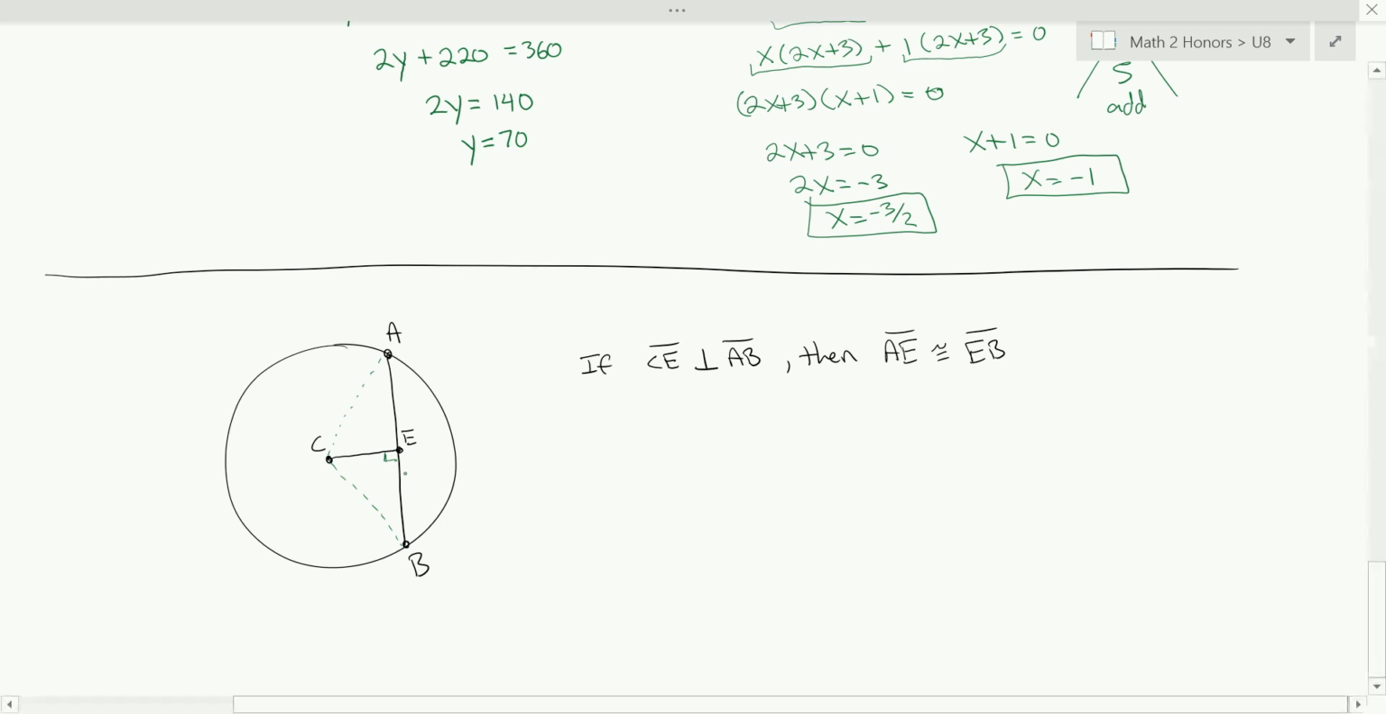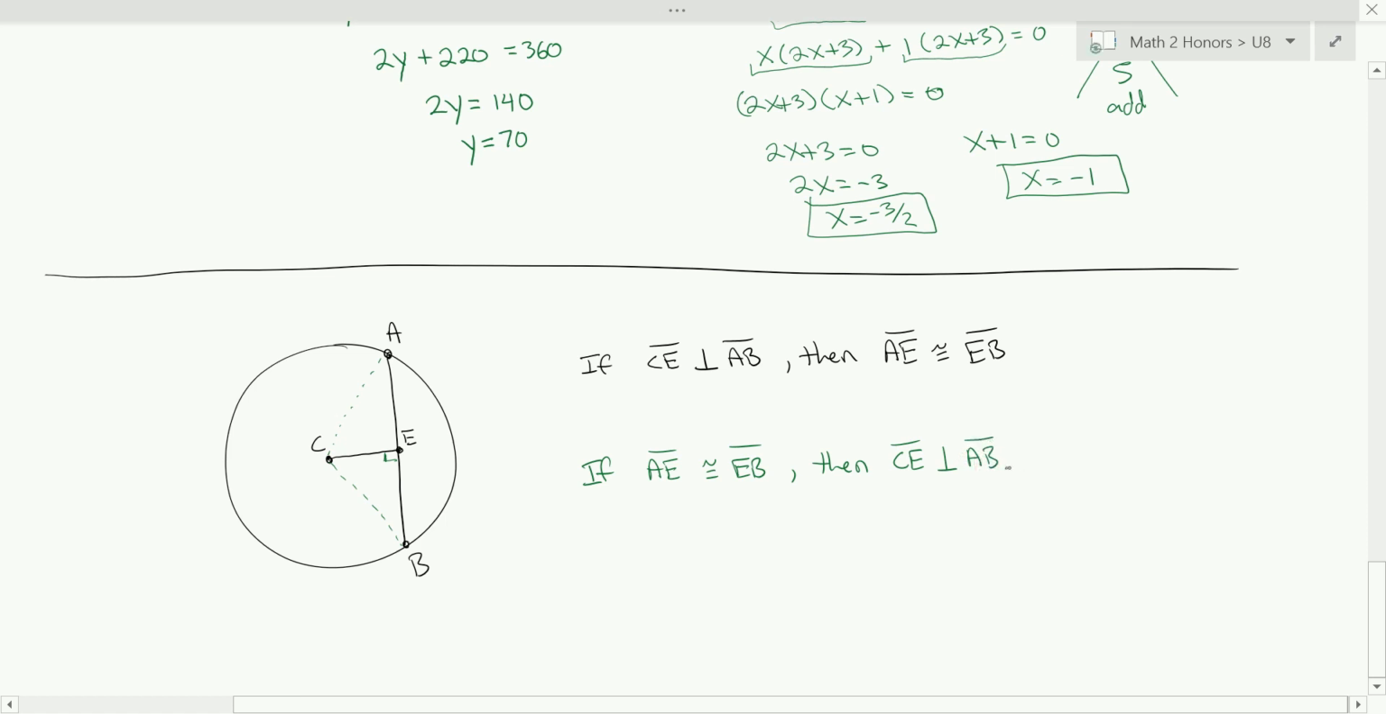Okay, so you can show that the triangles are congruent by hypotenuse leg, and then corresponding parts are congruent. Or you can use the perpendicular bisector theorem. Both of those would work. Also know that it works the other way around. So if we had AE congruent to EB, then we can say they're perpendicular by the converse of the perpendicular bisector theorem, or you can use triangle congruence as well.